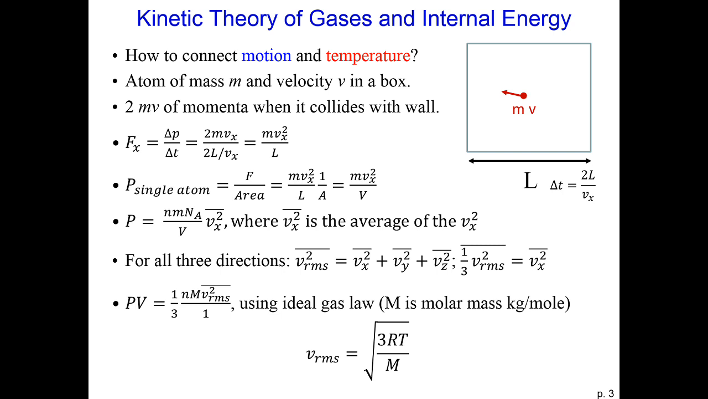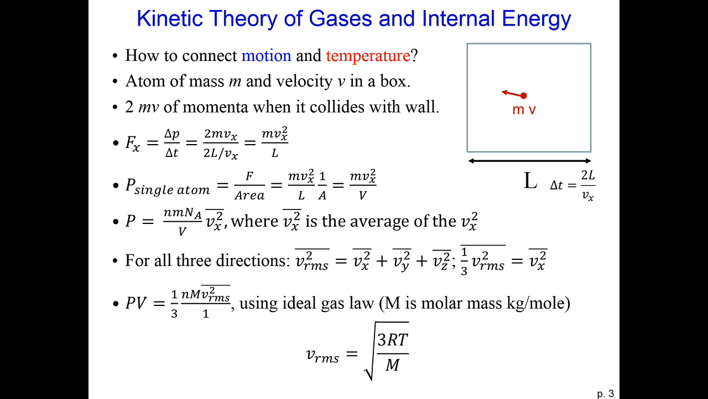So cool. We've got the force against one wall of the chamber, and that is equal to 2 times mass times vx divided by 2 times the length divided by the velocity x. So rearranging this, we get the force of one atom against the wall of the box to be equal to mvx squared divided by the length.